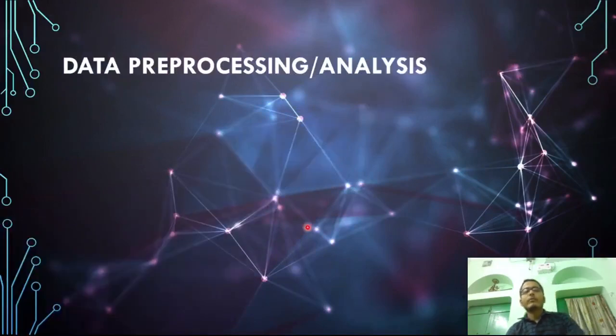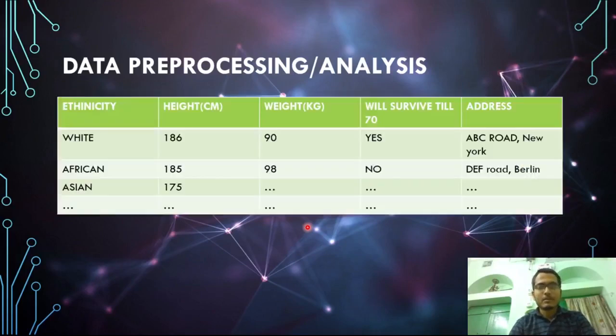So once we have the raw data in our hand, we need to pre-process it. What does this mean? We need to analyze the data first. Suppose there is a large data set. I am not giving the entire table. The first two rows I have given in detail. Suppose white, African, and Asian. These are only the three categories, and the other rows of the ethnicity column also have only these categories.